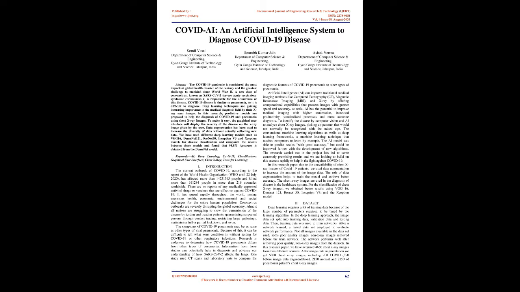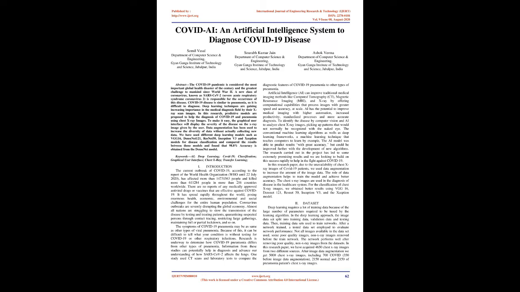Coronavirus outbreaks are severely disrupting the global economy. Almost all nations are struggling to slow the transmission of the disease by testing and treating patients, quarantining suspected persons through contact tracing, restricting large gatherings, maintaining full or partial lockdown, and so on.